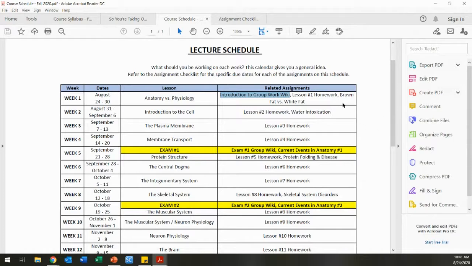So the lecture schedule just gives you kind of a big picture look at what you should be doing. Might not be a bad one for you to print, just so you know where we're at in the semester and what you should be working on.